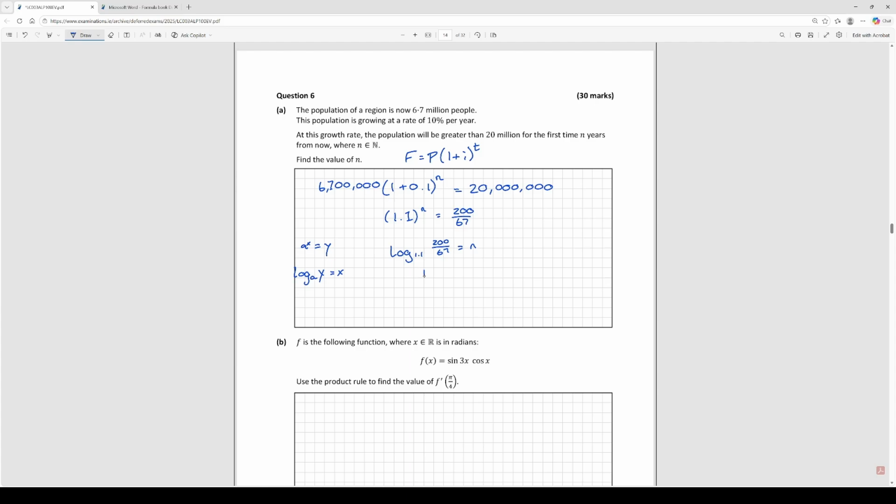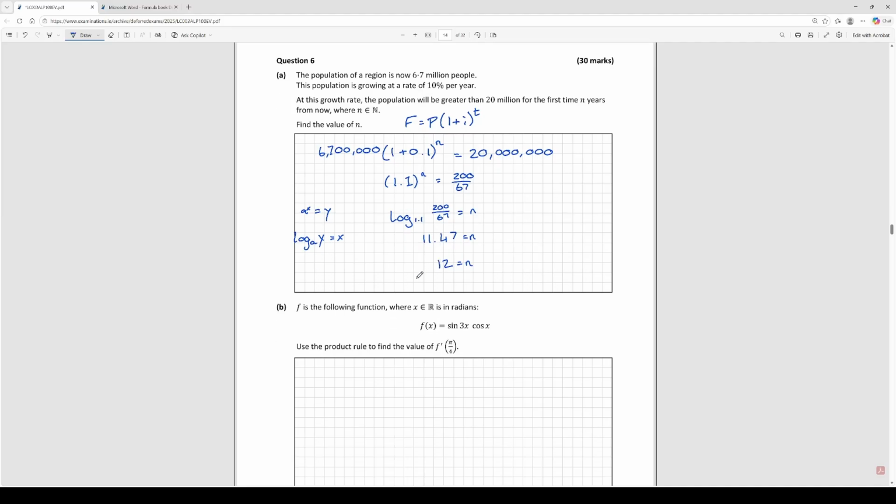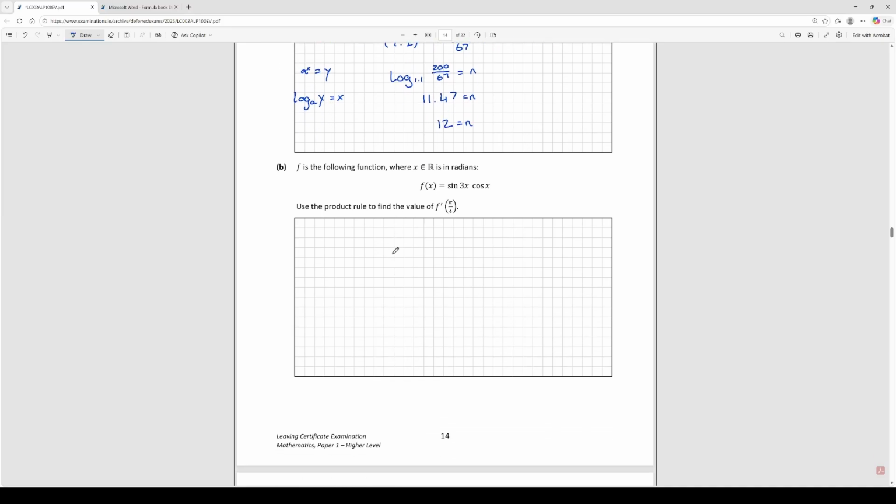And then I end up getting 11.47 equals n, but that means if it hits 20 million at 11.47 years, that means it will go above 20 million at 12 years, definitely. It'll go above 20 before then, but they want the actual value of n. You don't want to really say at 11 and a half years, so that's what we would do.